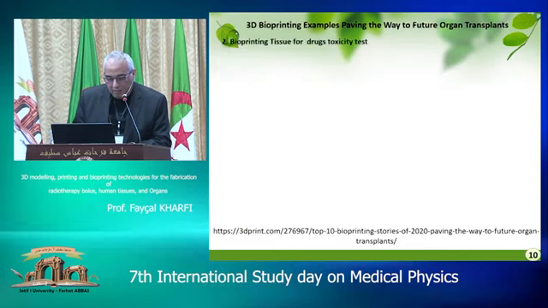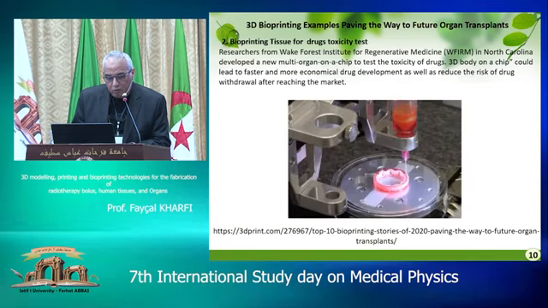The second example concerns the bioprinting of tissue for drug toxicity testing. Here, researchers from Wake Forest Institute for Regenerative Medicine in North Carolina developed a new multi-organ chip to test the toxicity of drugs. Here, a 3D body on a chip could lead to faster and more economical drug development, as well as reduce the risk of drug withdrawal after reaching the market. This is the second example that was developed by these researchers.